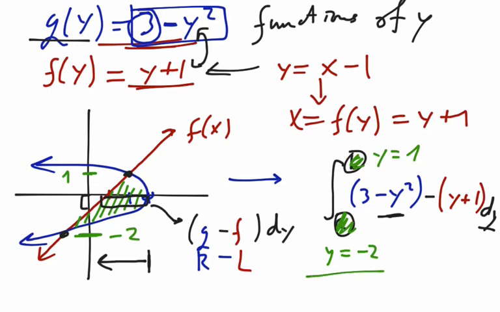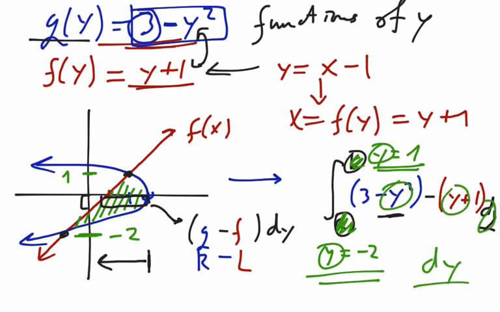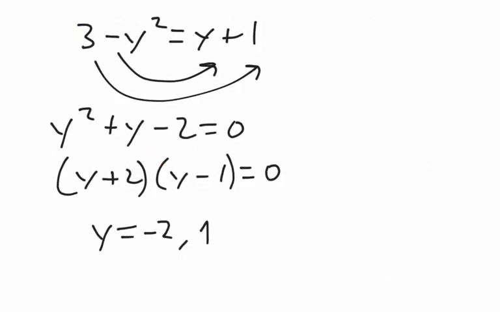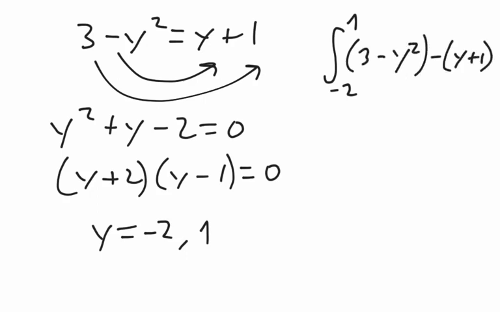Notice that these limits are now y values and not x values because we're doing a dy integration. From here, we have our integral from negative 2 to 1 of 3 minus y squared minus y plus 1 dy. From here you would go through the steps to integrate, plug in the 1, plug in the negative 2, subtract them, etc. I'm not going to do that, but you get the gist of how to set up a dy integral.